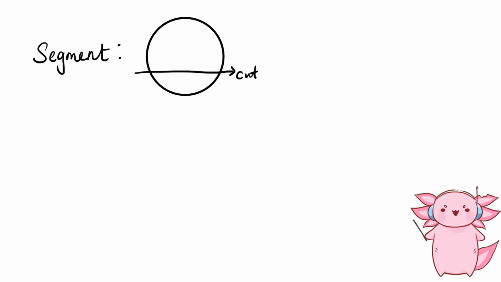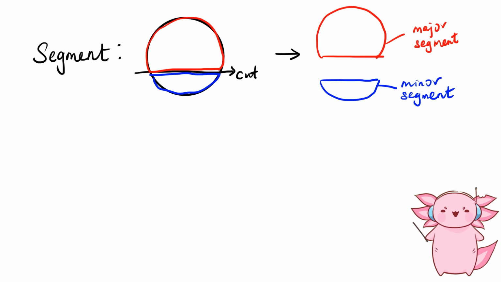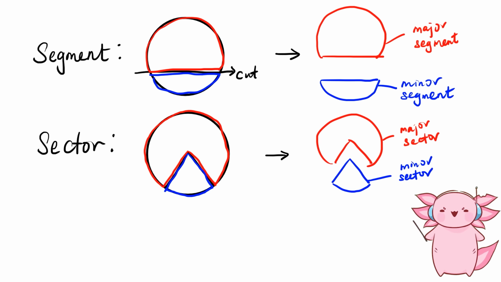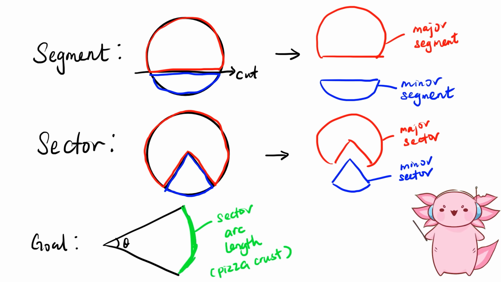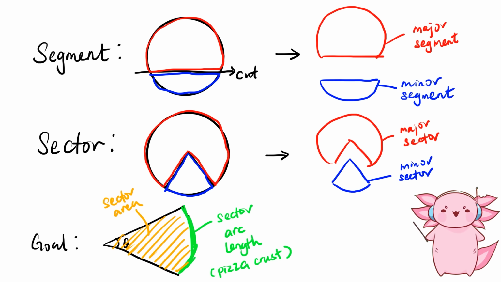A segment is when you cut a circle across like this, and a sector is when you cut the circle like a pizza slice over here. And the goal for this topic is to calculate things like the sector arc length, which is the crust of the pizza, and the sector area, which is the area of this pizza slice over here.